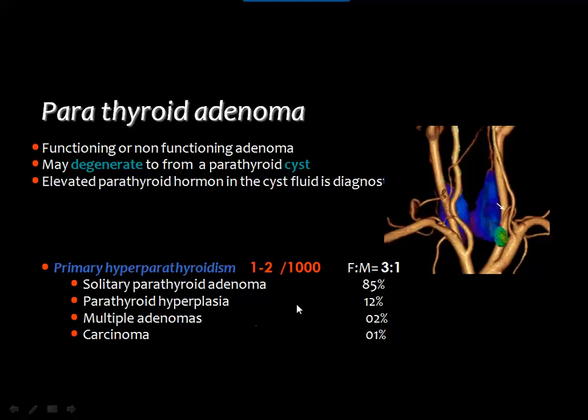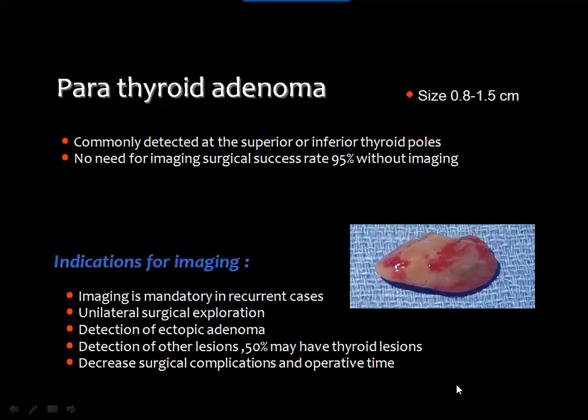The incidence of hyperparathyroidism is about 1 to 2 per 1,000, and it is more common in females compared to males. The most common cause of hyperparathyroidism is the parathyroid adenoma, and also parathyroid hyperplasia, multiple adenomas in about 2% of the cases, and carcinoma, which is extremely rare, in 1% of the cases. The parathyroid adenoma's size is up to 1.5 centimeters in diameter. This is the commonly seen size, but it may be larger than this and may reach a few centimeters.